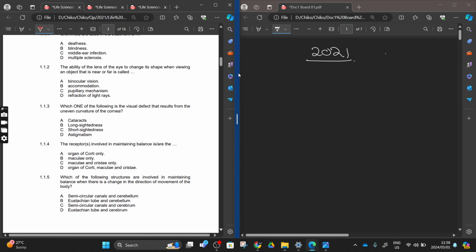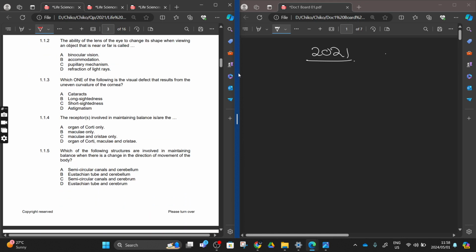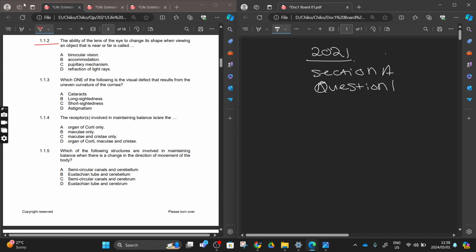And then we have the grommets there, but the ability of lens. Also this one, 1.1.2, to write everything you have to come here and write section A, and you also have to write question number 1. If you are going to answer a question here, then you are also going to indicate 1.1. Then the question that you are going to answer is 1.1.2. And then the question about the ability of the lens of the eye.